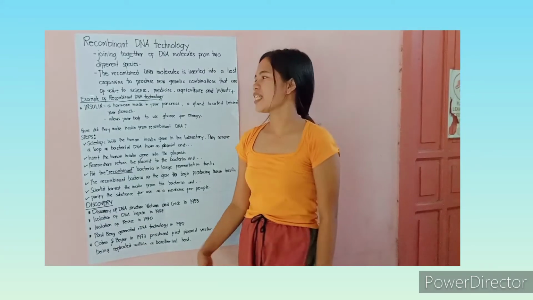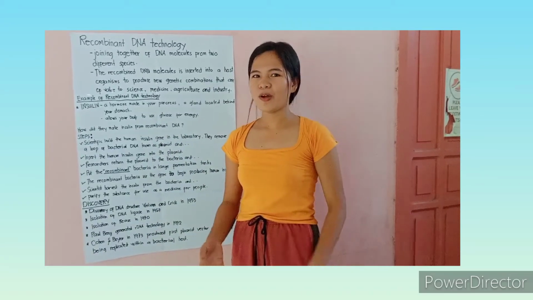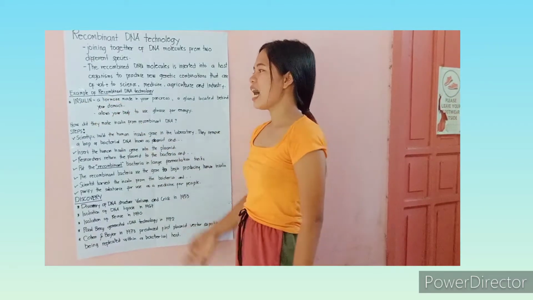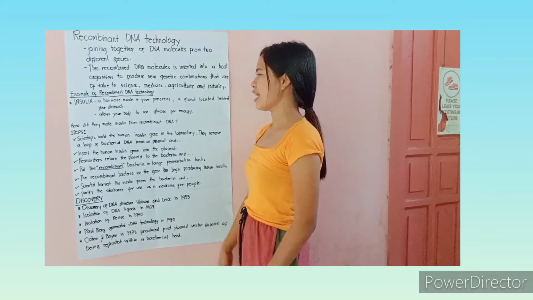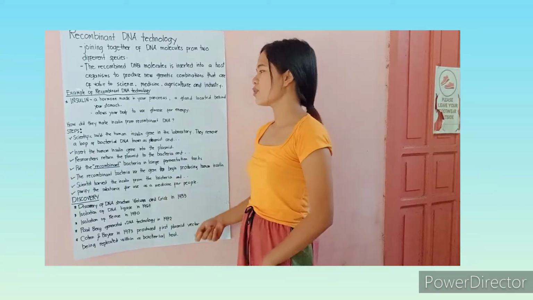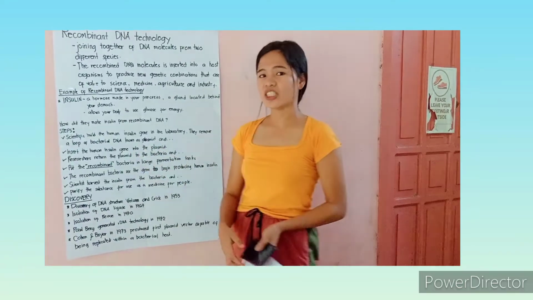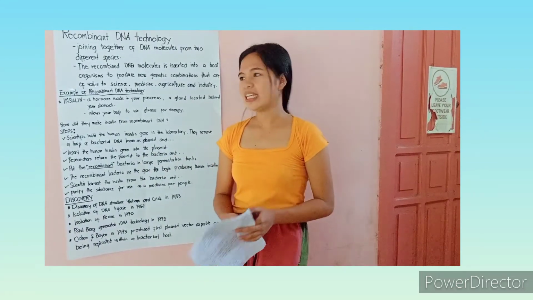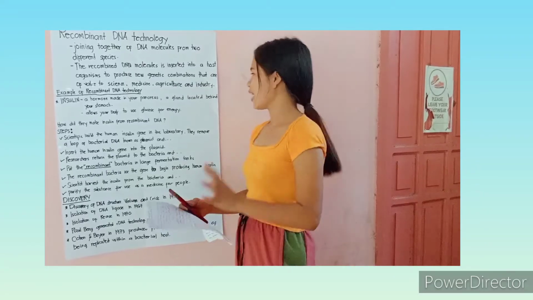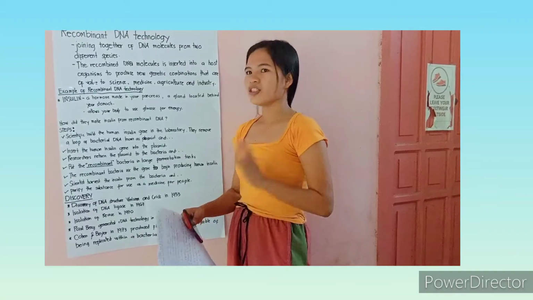So let's proceed to the example of recombinant DNA technology. The example that I put here is insulin. Insulin is a hormone made in your pancreas, a gland located behind your stomach, and it also allows your body to use glucose for energy. So that is the definition of insulin: it is located behind your stomach and allows the body to use glucose so that we can gain energy.